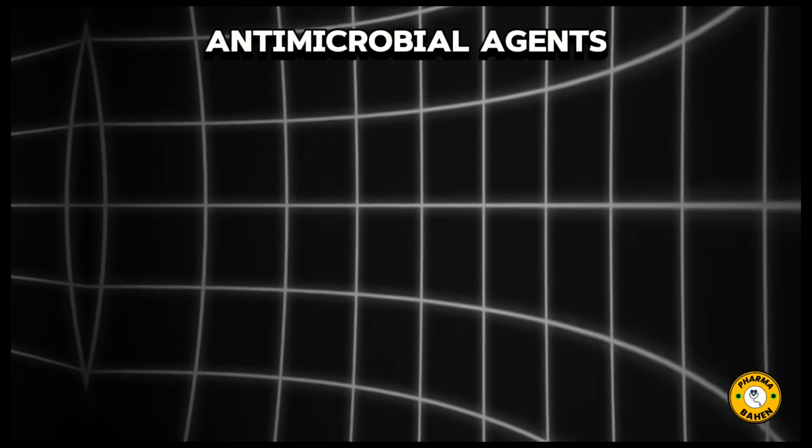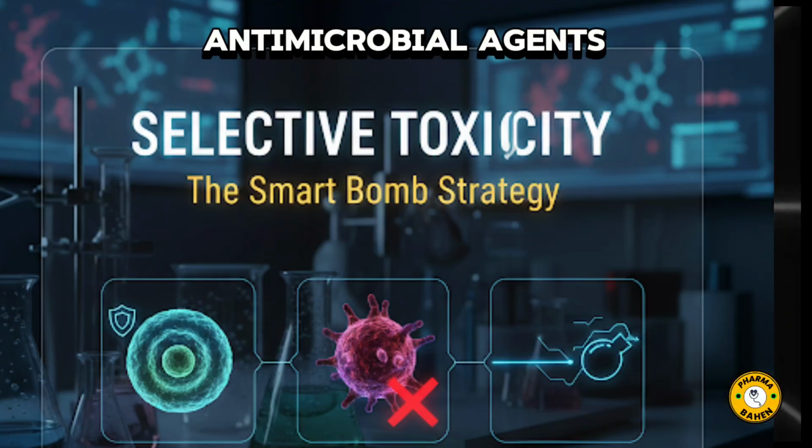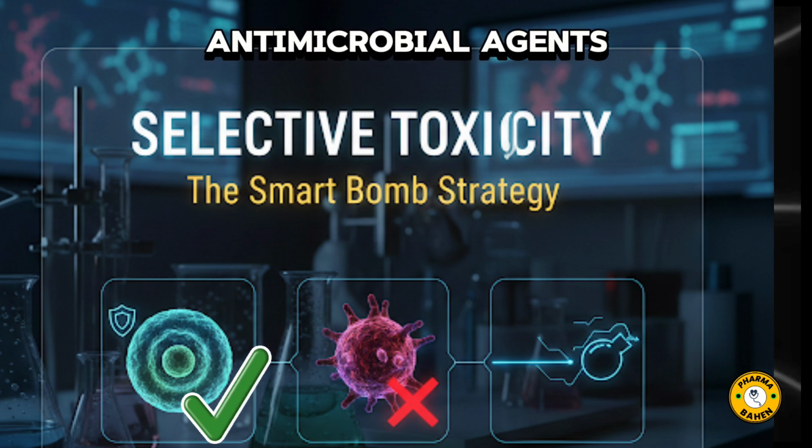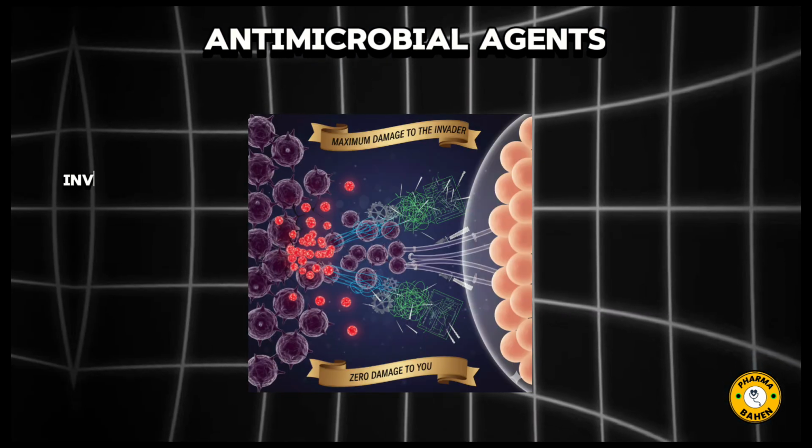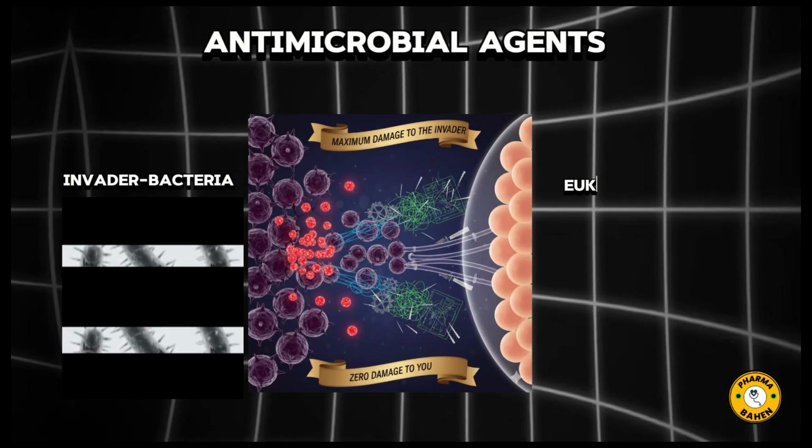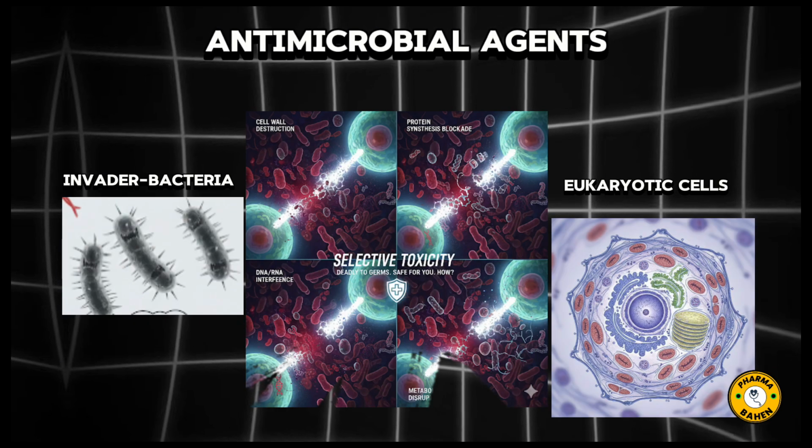Today, we are looking at the selective toxicity of the antibiotics and the 4 ways they destroy the enemy. We look for the biochemical and physiological differences between the invader, the prokaryote, and you, the eukaryote. Here are the 4 ways we take them down.